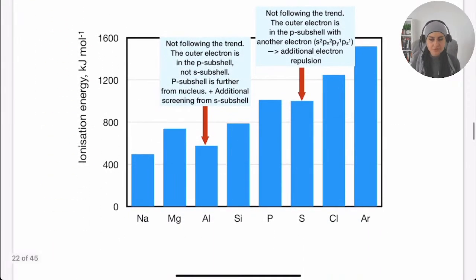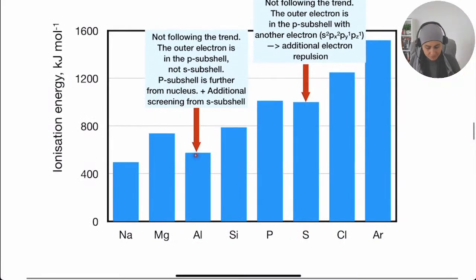If we plot the first ionization energy for period 3 elements, for period 2 it would work in the exact same way. You see that generally, yes, it increases, but then there are two exceptions, which are aluminium and sulfur. So aluminium is not following the trend. We would expect it to be above magnesium, but it is below. Same for sulfur. We would expect it to be above phosphorus because it has an extra proton, but it is below phosphorus. And let's explain why.